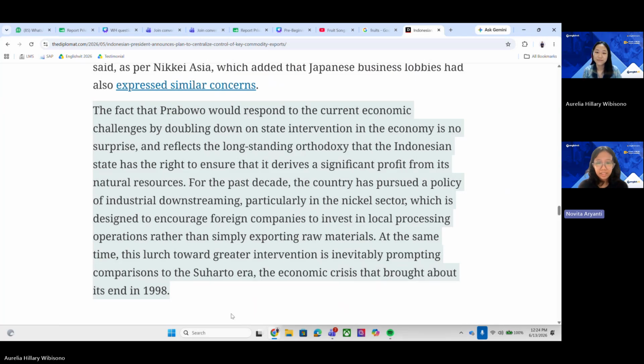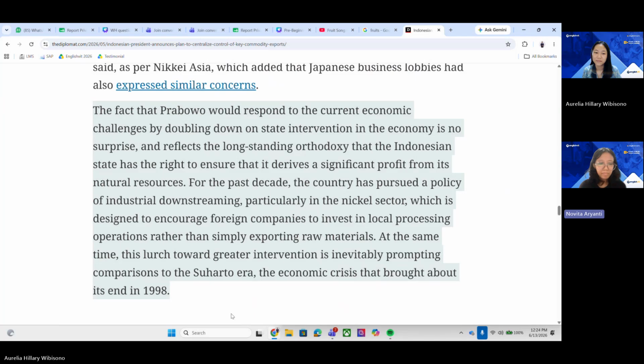For the past decade, the country has pursued a policy of industrial downstreaming, particularly in the nickel sector, which is designed to encourage foreign companies to invest in local processing operations rather than simply exporting raw materials.